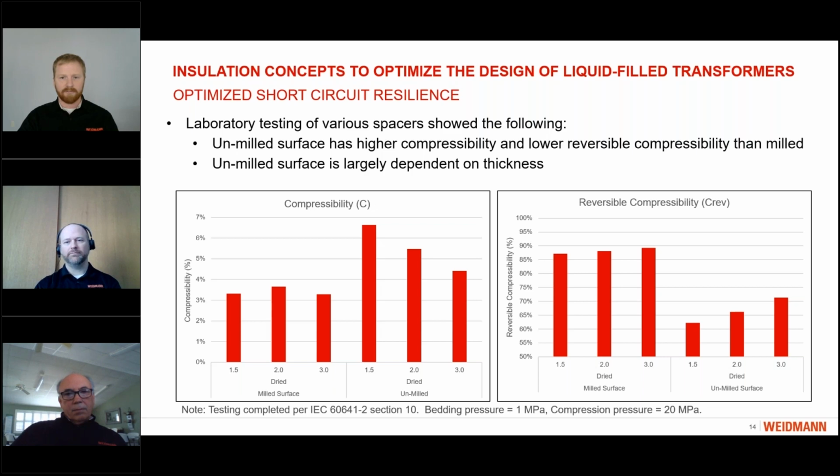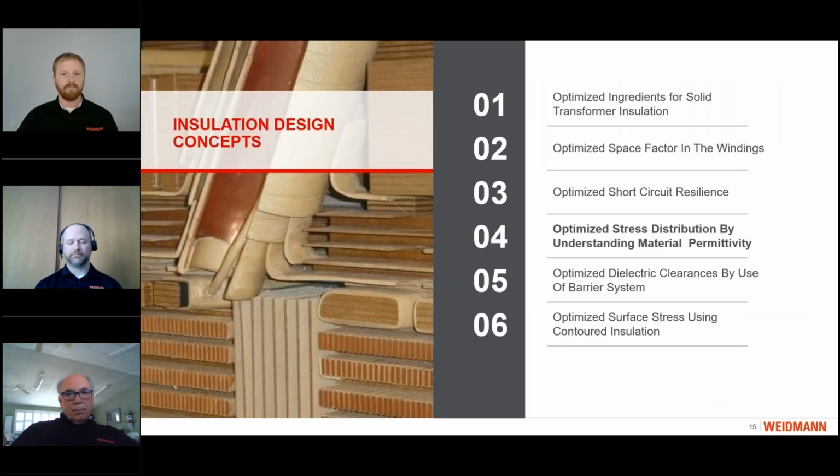Whereas on the milled surface materials, first we see higher reversible compressibility, meaning more of that thickness that was compressed out actually returned, and much more consistent between different thicknesses of spacers. So the next thing we're going to look at is the optimized stress distribution by understanding material permittivity.